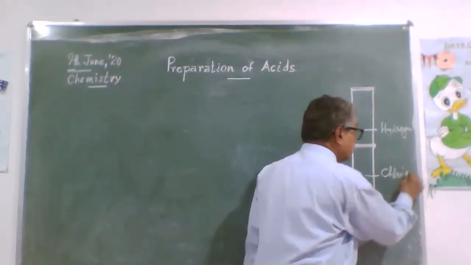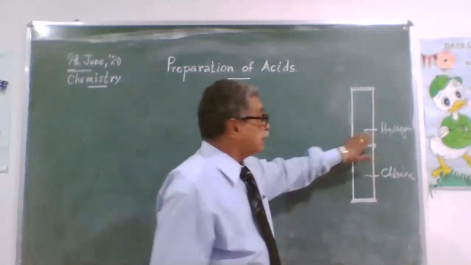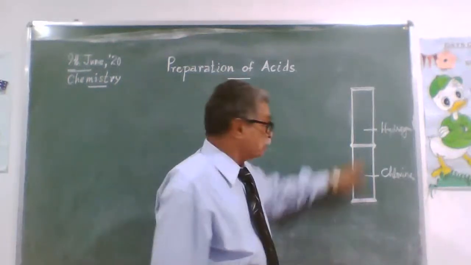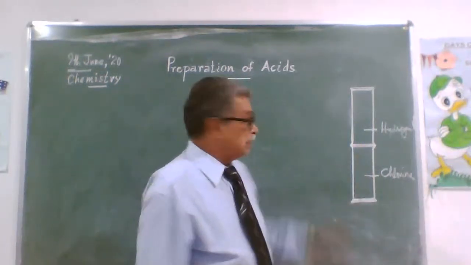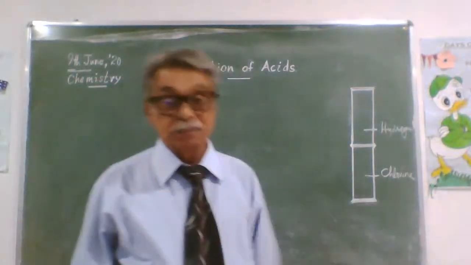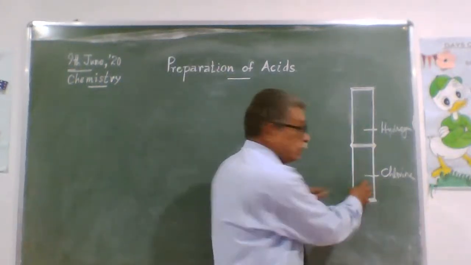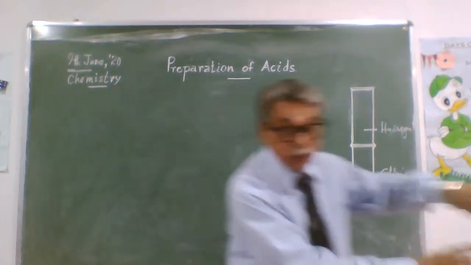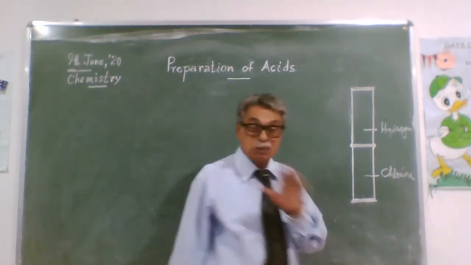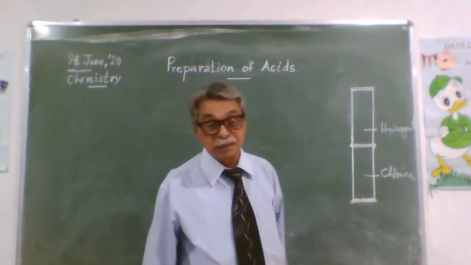Hydrogen and chlorine. In one jar you keep chlorine; hydrogen being light, keep it on the upper one. Chlorine is slightly heavy, so it's lower. Keep them mouth to mouth in diffuse sunlight, and you'll hear a small explosion when hydrogen and chlorine combine to give hydrogen chloride.